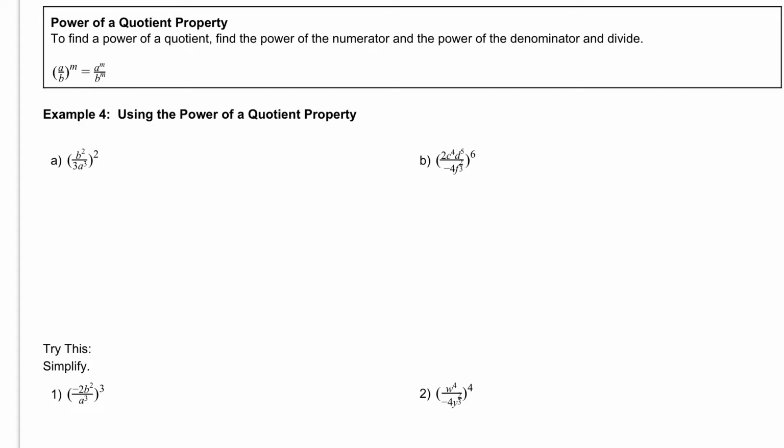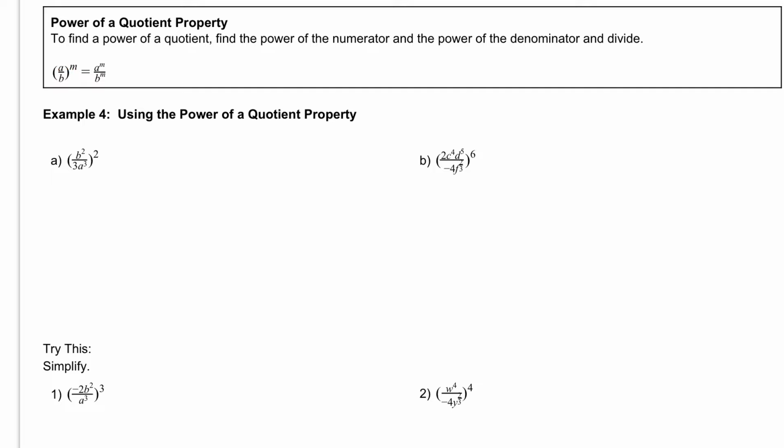In example 4, we're going to talk about the power of a quotient property. So let's take a look at the box up on top. The power of a quotient property is very similar to the power of a product property. But instead of multiplying a times b inside here, now we're dividing, taking that quotient, and we're raising it to the m.